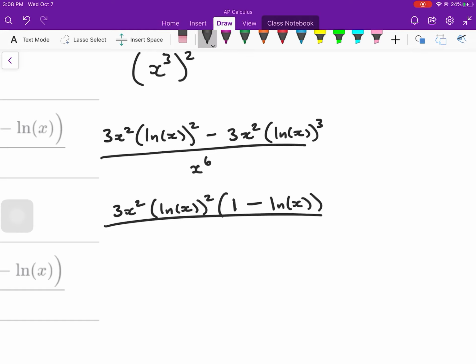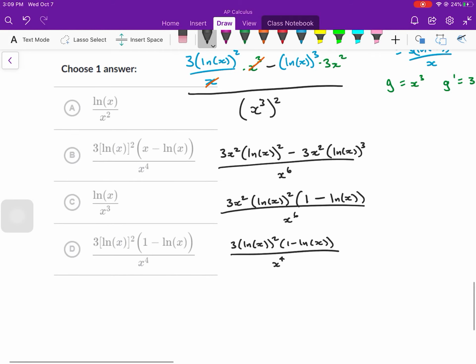A very crooked fraction sign. Over x to the 6th. Simplify that with the x squared, and we get 3 times natural log of x squared times 1 minus natural log of x all over x to the 4th. And I'm looking for that here. That one's messed up a little bit with that x there. This one looks like it's spot on.